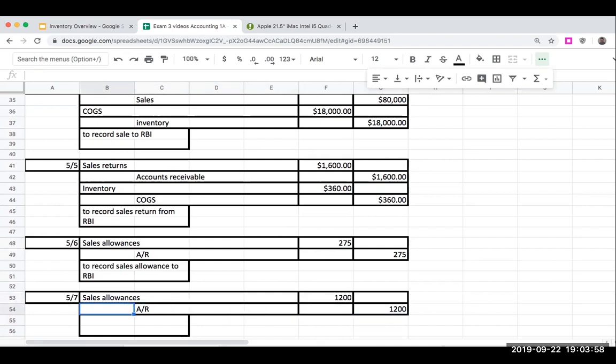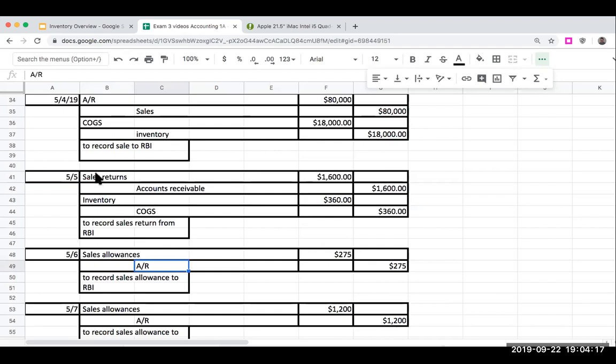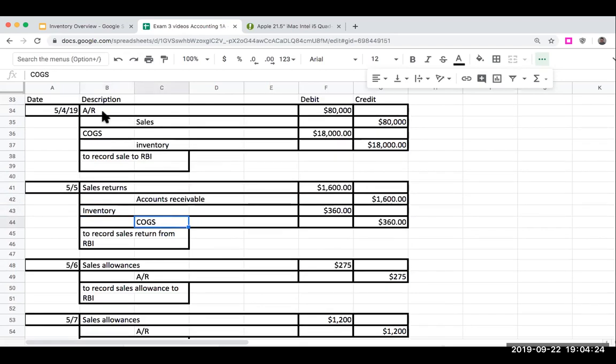And I would recommend essentially just memorizing them. That's really the best way to do it, is the journal entries never change. If you memorize the form, like how do I record a sales allowance? It's always going to be a debit to sales allowances and a credit to AR. How do I record a sales return? It's going to be a debit to sales return, a credit to AR, debit to inventory, credit to cost of goods sold. How do I record a sale? Debit to AR, credit to sales, debit to cost of goods sold, credit to inventory.